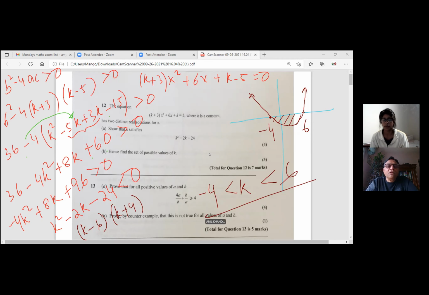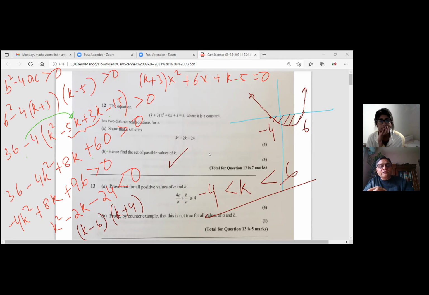Yeah. So now, do they say k is an integer? Where k is a constant, has two distinct real solutions, correct. So the value of k, which is a constant, is between minus 4 and 6. Is this clear? Yes, yeah.